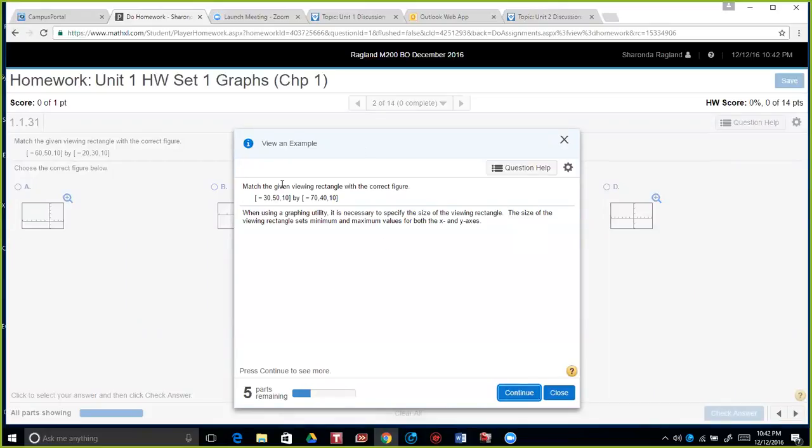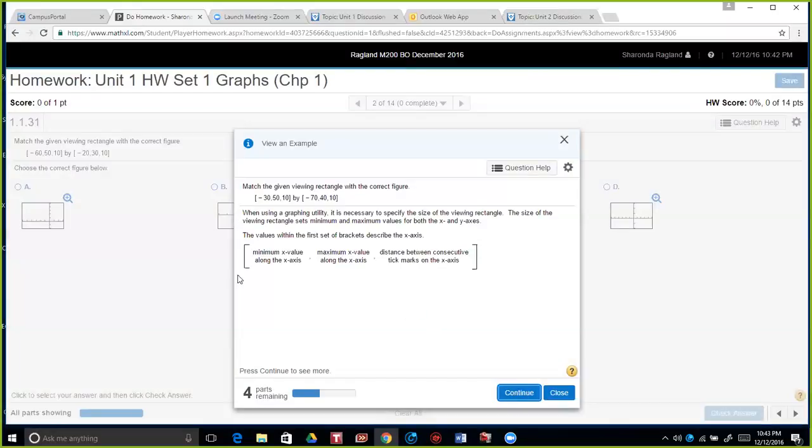And so they give you a similar example, as you can see: negative 30, 50, 10 by negative 70, 40, 10. And they actually give you what each number represents. So when you know what each number represents, it's easier to identify which figure is the correct one. So when using the graphing utility, it's necessary to specify the size of the viewing rectangle. So if you have a graphing calculator, you're able to do this. The size of the viewing rectangle sets minimum and maximum values for both x and y axis.